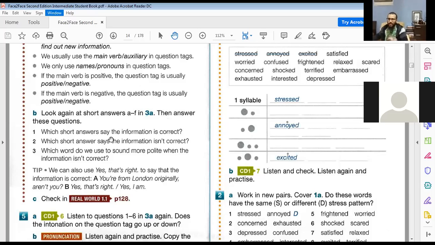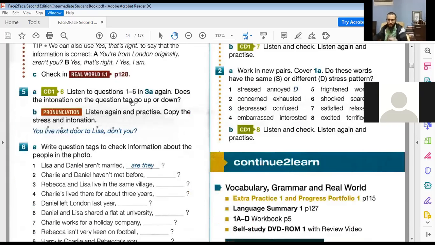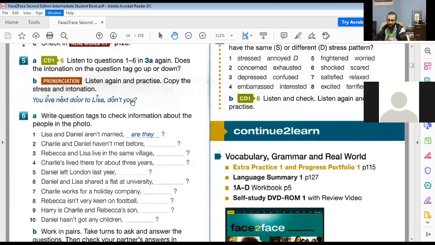So I was just reviewing question tags. We use them to confirm information which we think is true. So this is the idea of how we use question tags. We talked about it yesterday.